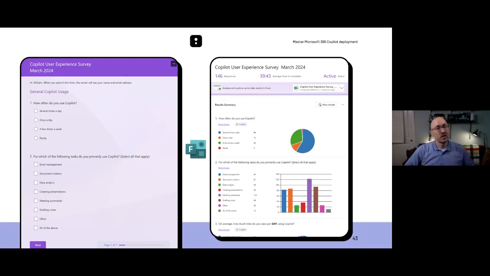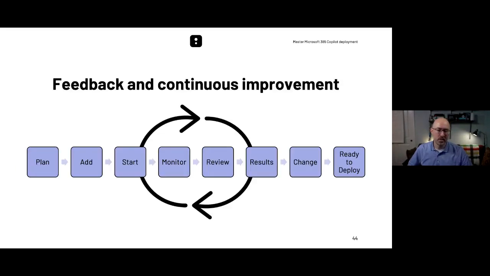And the surveys give us detailed information from those users on their experience. There is some guesswork involved, but we provide some metrics for that. So keep in mind as you're doing this, feedback and continuous improvement is going to be key. Plan it, start to deploy it to a small group, monitor it, review, take the results, roll it out to an additional group, start all over again. Be ready to change along the way and use that as you deploy it across a phased-based approach moving forward.